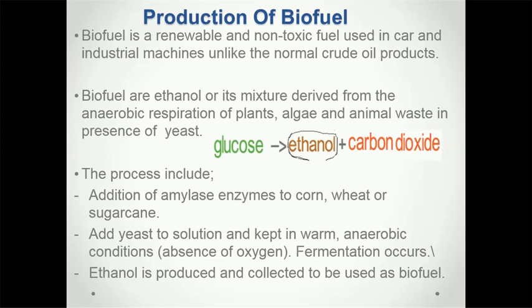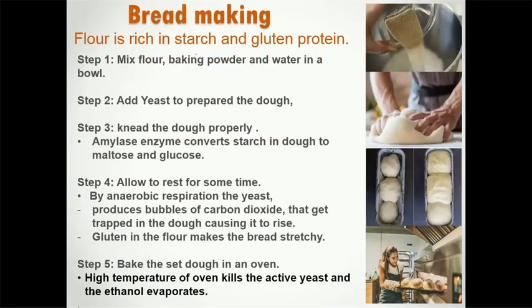Take note. The next one we are looking at is bread making. Now flour is rich in starch and gluten protein, and flour is used in bread making. Flour is very important because without flour you can't get bread. So there are steps involved in production of bread. Step 1, you have to mix the flour, the baking powder, and any other dry ingredients together. Add water in a bowl. Step 2 is to add yeast to prepare the dough. Don't forget that yeast is a microorganism, an example of a fungus.